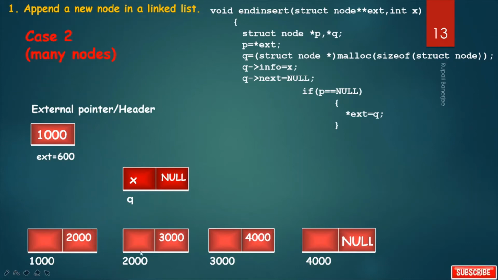Then I have to search the next node. Is next null? No. Is next null? No. Is next null? Yes. Then I have to add this node. So what should be the coding?